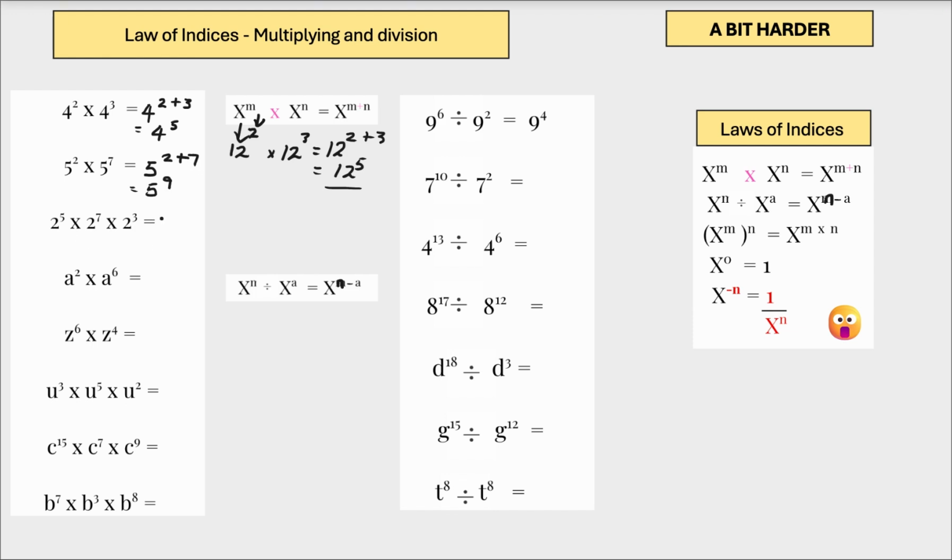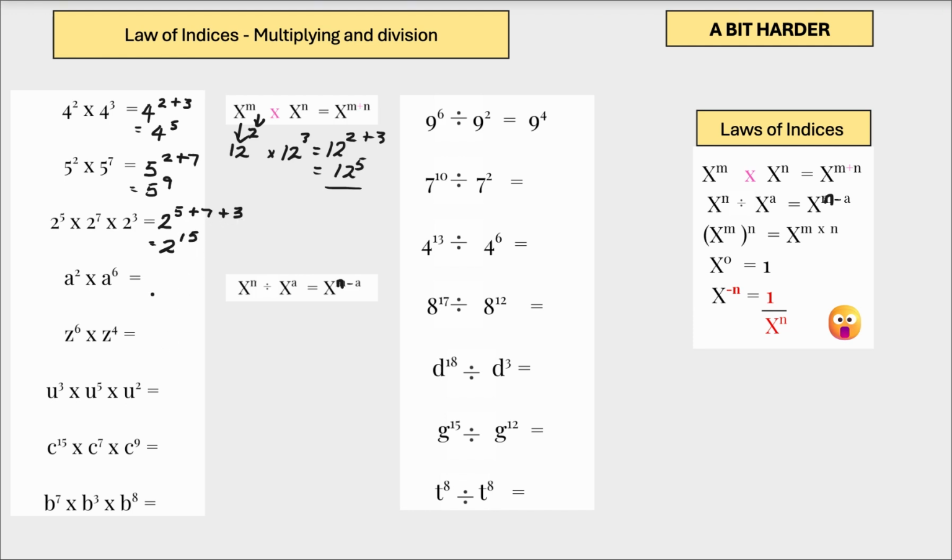Same again. We know our base is 2. Remember, we can have as many bases. They'll all be 2. Nothing changes. It will always be 2. And we're going to add 5 plus 7 plus 3, which gives our answer of 2 to the power of 15.